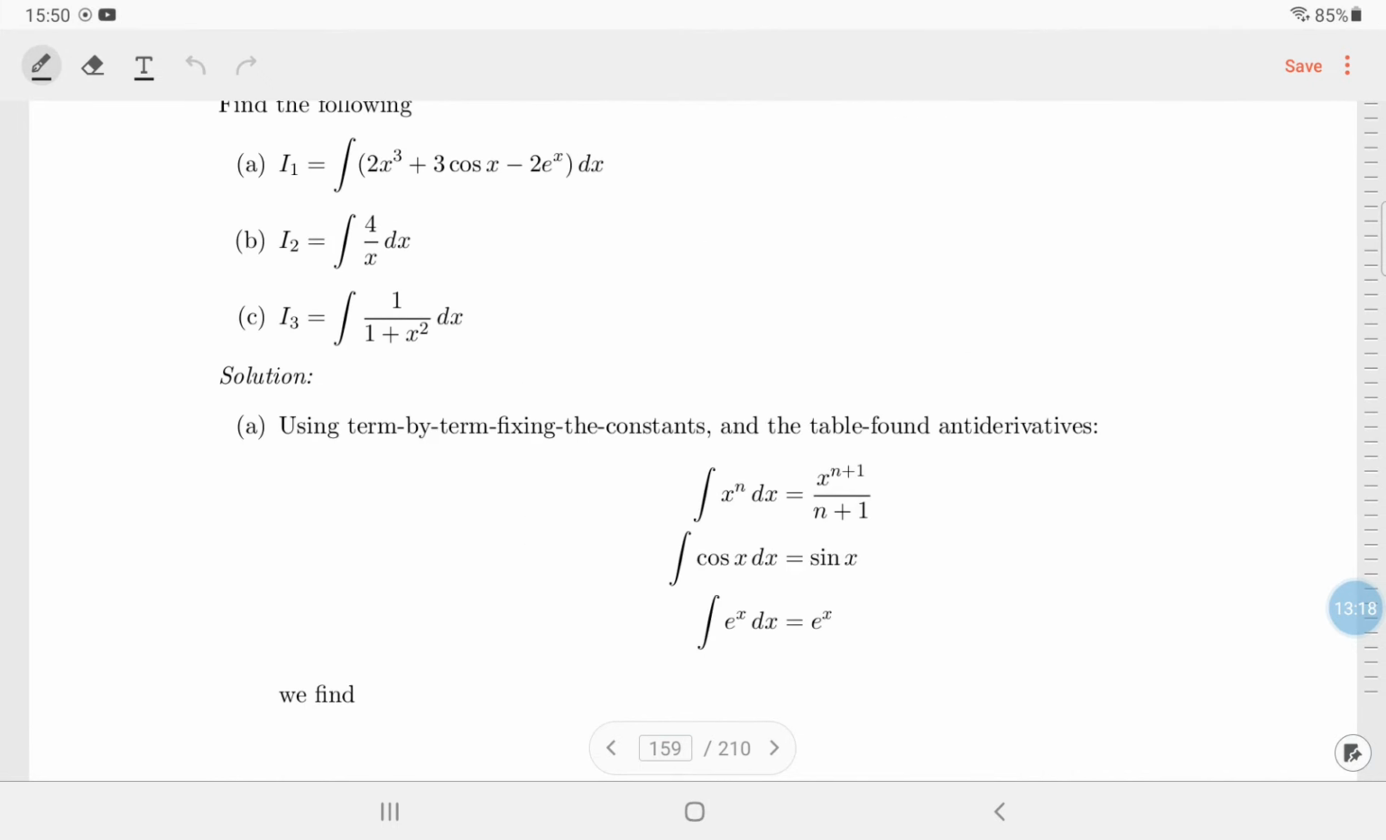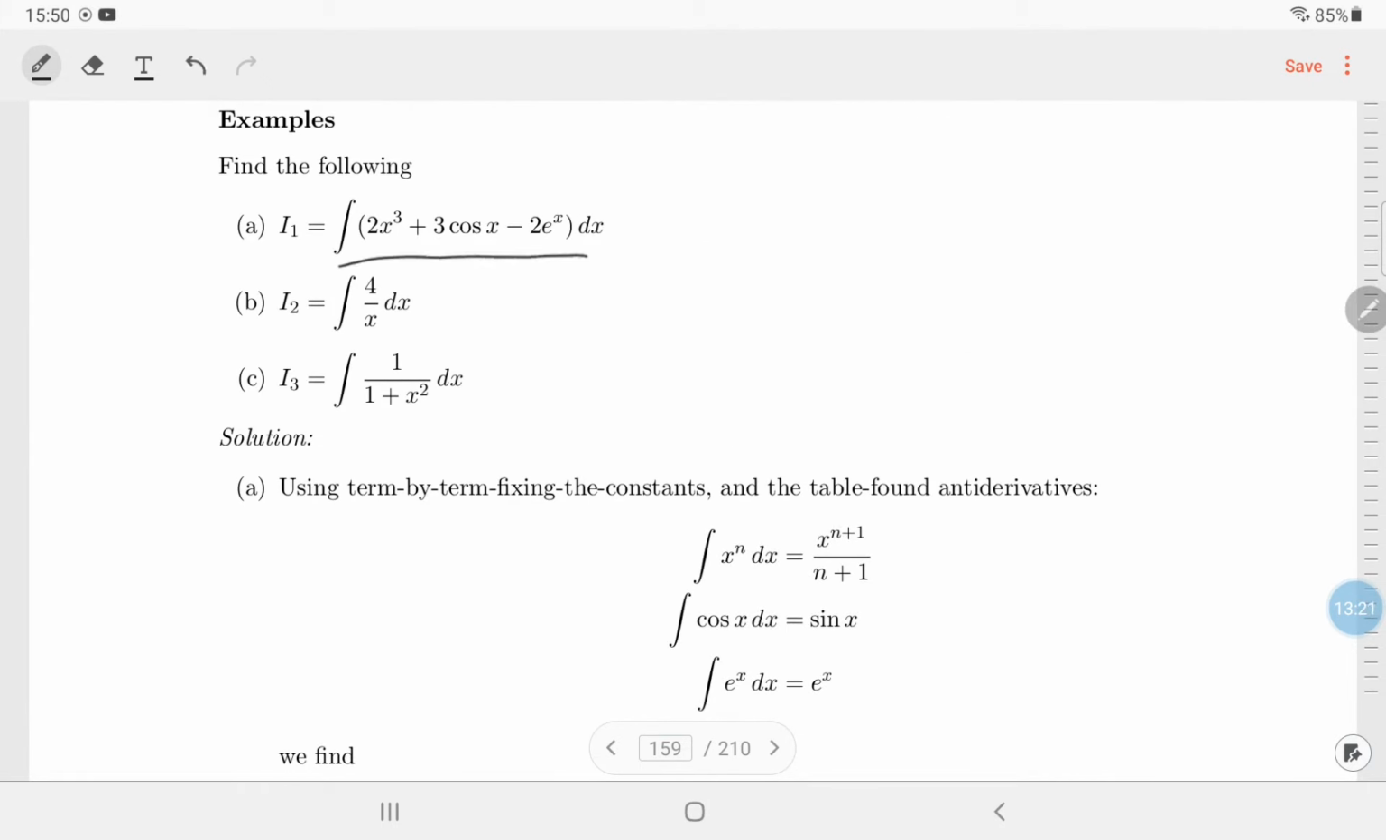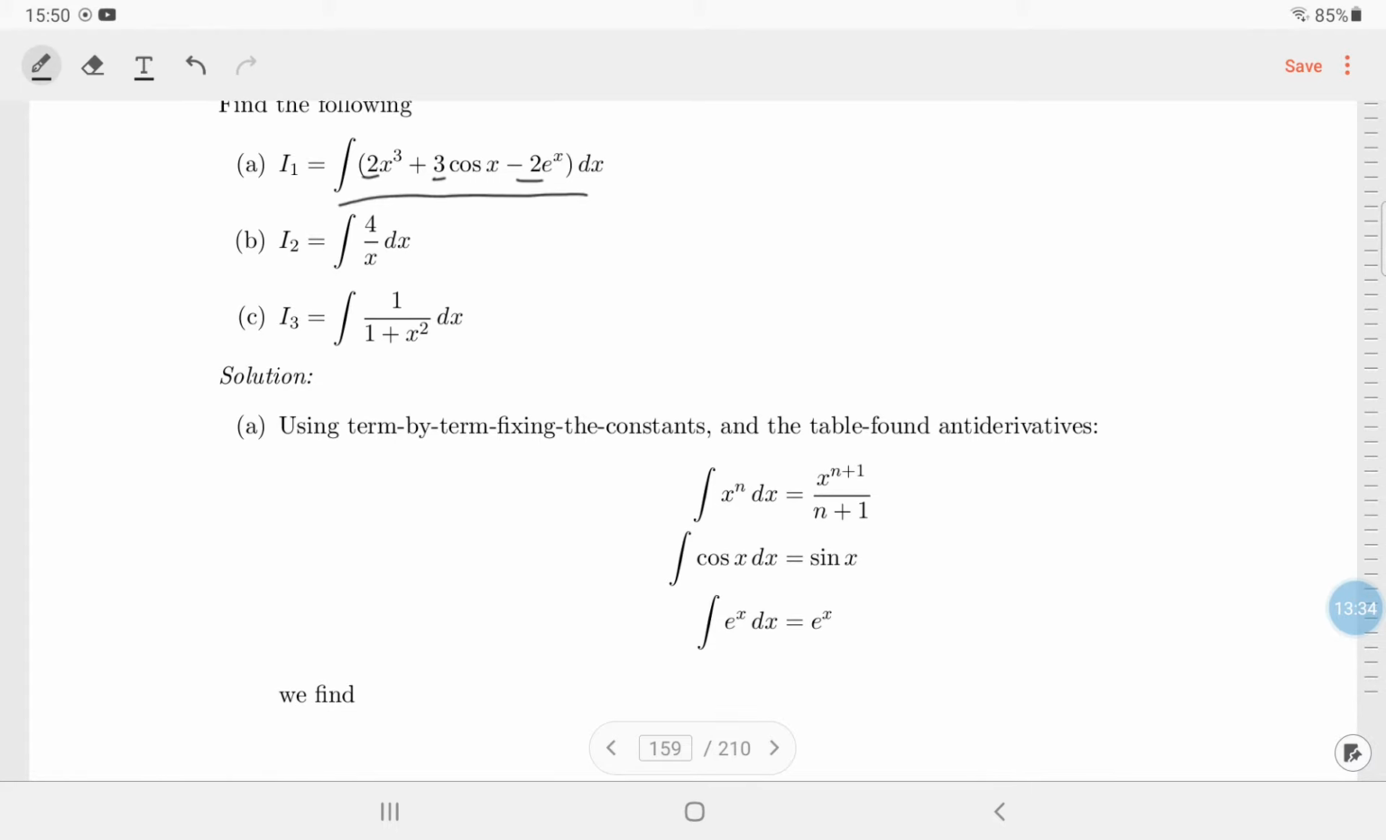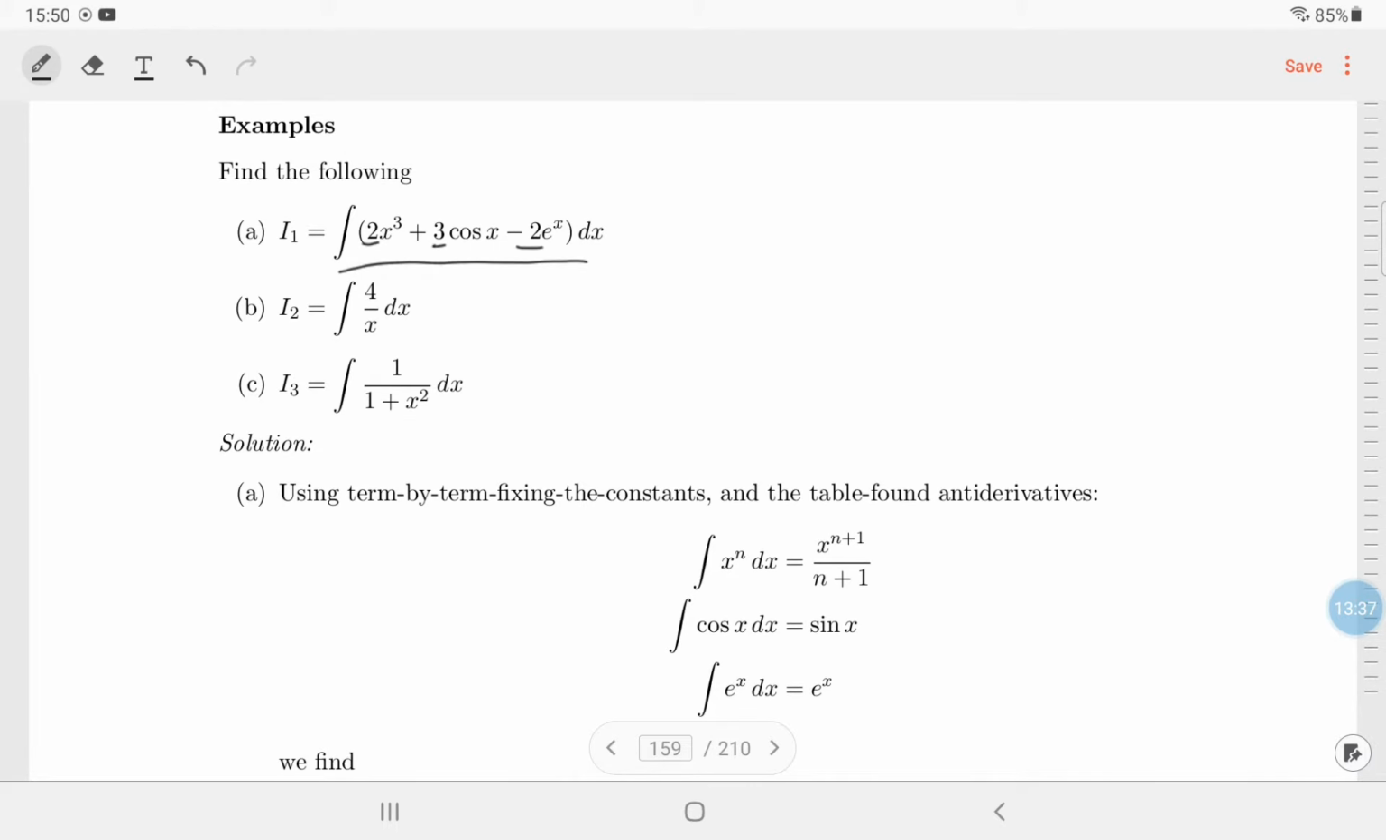Okay, so the first thing, I'm looking at this anti-differentiation. I'm going to fix constants, so I'll be fixing the 2, the 3, and the -2, and anti-differentiating what's left. For the powers of x, I add 1 to the power and divide by the new power, that's the thing down the bottom. The antiderivative of cos x is sine x, and the antiderivative of e to the x is itself. So fix the 2, antiderivative of x cubed, add 1 to the power, divide by the new power, plus fix the 3, antiderivative of cos x is sine x. Fix the -2, and the antiderivative of e to the x is itself.